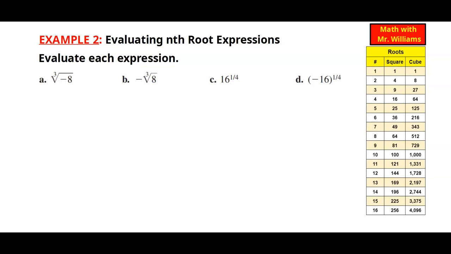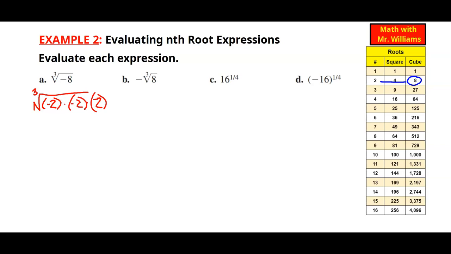Example 2, evaluating nth root expressions. Evaluate each expression. So we'll start with A. We have the cube root of a negative 8. Okay, so since we know that the 3, the index, is an odd number, there's only one answer for it. And since we know the number is a negative 8, it has to be a negative number. So we come over to our cube table, and we see the 8. We know it's a 2, so we know our answer is going to end up being negative 2 multiplied 3 different times will give me that negative 8.